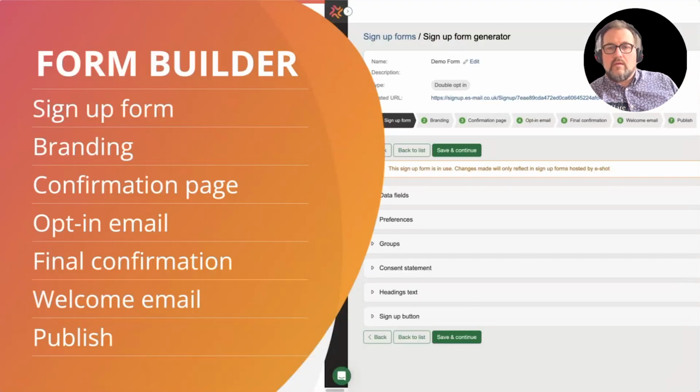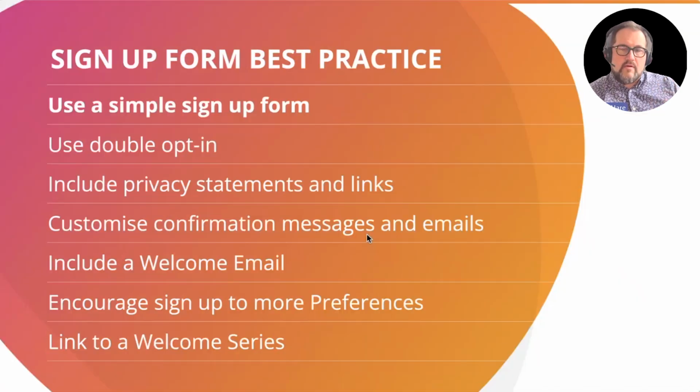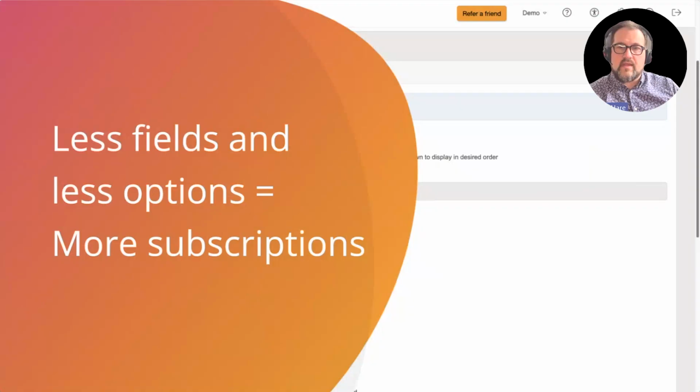So we've built the sign up form and we've done the basics. Now let's look at how we may perhaps make things even better. There are a number of things that I would recommend as sign up form best practices. The first one is to use a simple sign up form. What we've seen time and again is fewer fields and fewer options equals more subscriptions. I would strongly recommend never going over the 10 field level. You really do see response rates drop off a cliff if you go beyond 10.